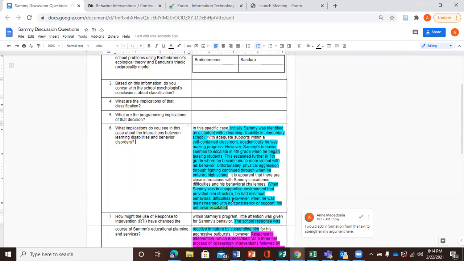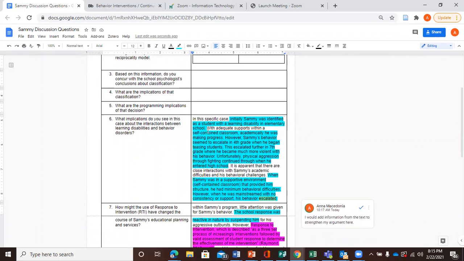And I talked about when he is in a supportive environment that provides him structure, he had minimal behavior difficulties. So again, I could have put in more support. I could have put in more information. So his self-contained classroom, right? That provided him structure, he had minimal behavioral difficulties. So he did have a behavior contract, but other than that, he wasn't having these extreme physical aggression outbursts.